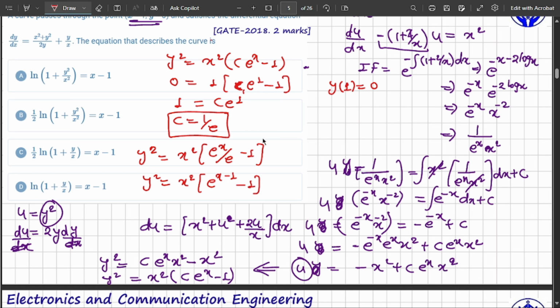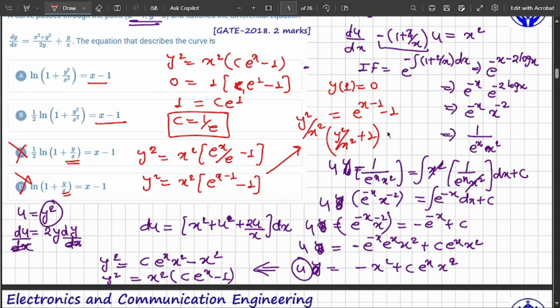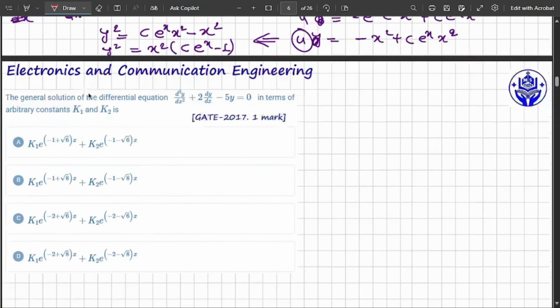Now what can I do? I can just write it as y square upon x square, and it is nothing but e to the power of x minus 1 and minus 1. Now it is y square, so it is y by x and it is y by x. Now from this I have x minus 1. But if I write it as y square upon x square plus 1, and if I take the log, then it will be log and it will be x minus 1. So the first one is the answer, not the second. Okay, so this is how we can solve this question.